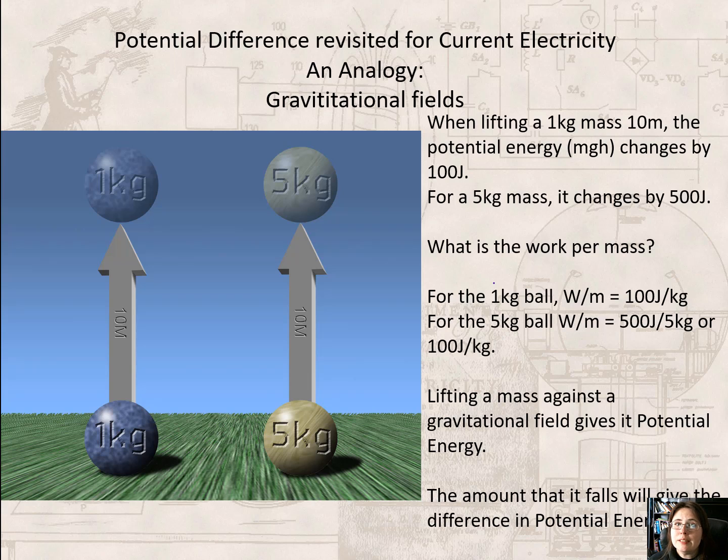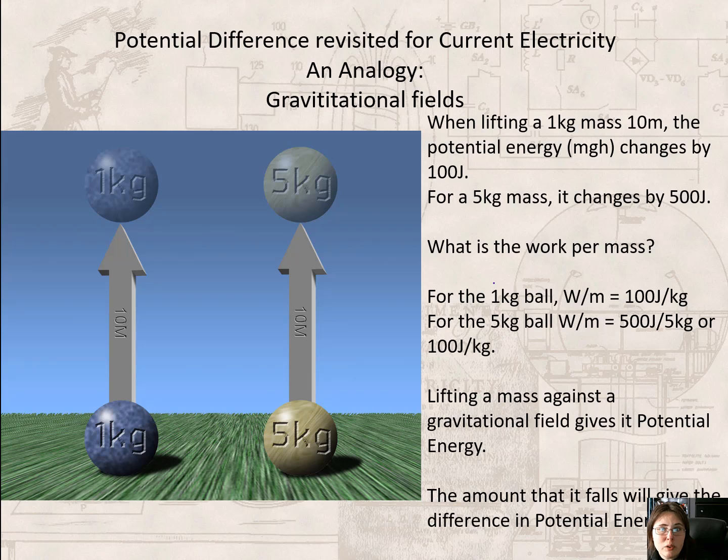So let's look at gravitational fields as a way to create an analogy for potential difference. In a gravitational field, if you lift a 1 kilogram mass 10 meters, the potential energy changes by 100 joules, because it's just that 10 meters, the height, times 9.81, the acceleration due to gravity, times the mass, which is 1 kilogram. For a 5 kilogram mass, it changes by 500 joules. So it's the same process, the same equation. It's just a 5 kilogram mass rather than a 1 kilogram mass.